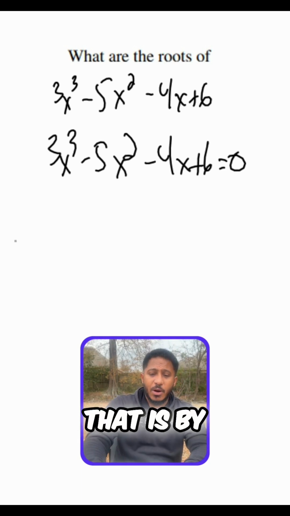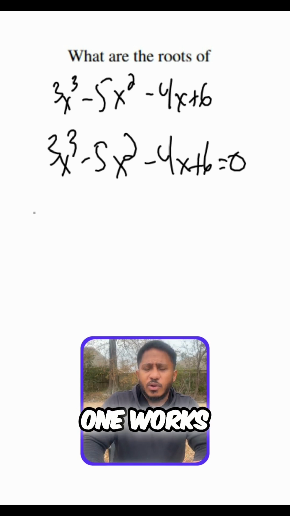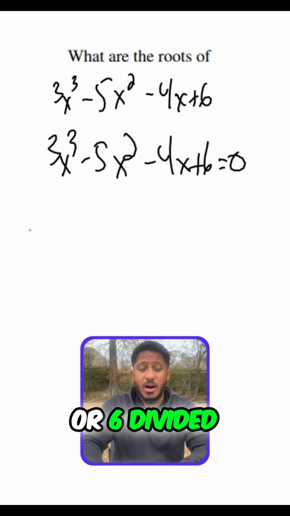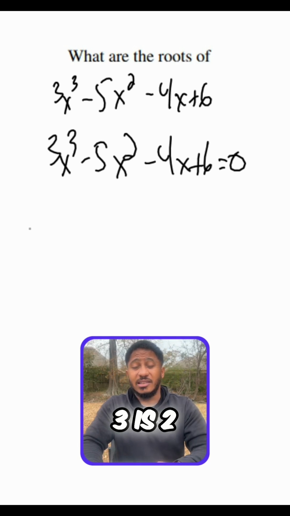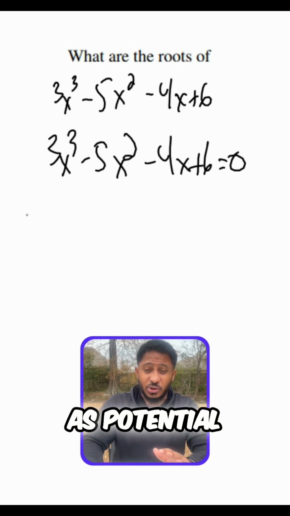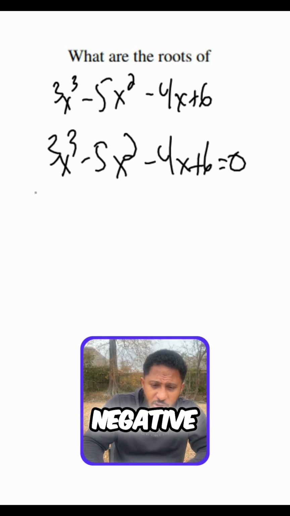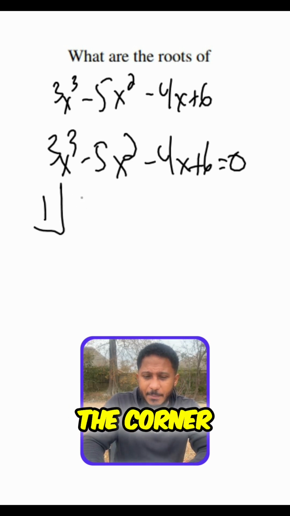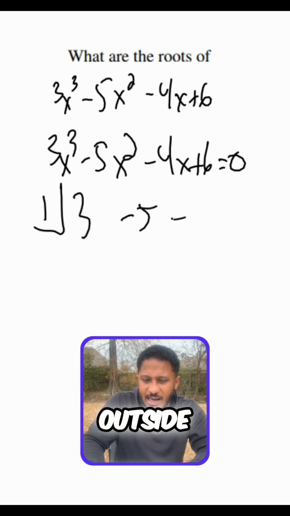How we do that is, let's try 1. Let's see if 1 works. We can try 1, -1, 2, -2, I think are possibilities, or 6 divided by 3 is 2. 6 works as far as potential rational zeros, positive or negative. But let's try 1. 1 is always a nice number to try. So we're going to put that 1 in the corner and put these coefficients outside.